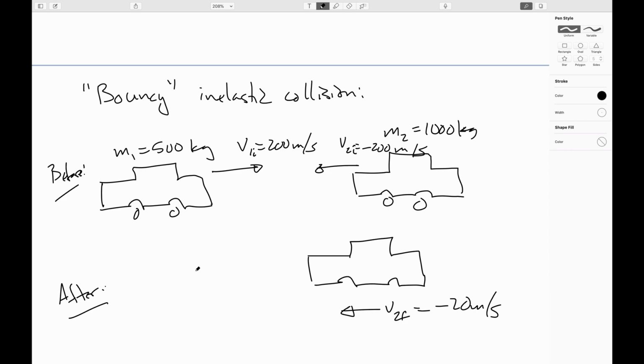And so then the big question is, what's the final velocity of car number 1? Okay, so again, from our intuition, we expect it to go to the left because we expect the big car to win. And we expect that it should be going faster than the big car. All right. So with that, we can play exactly the same game.